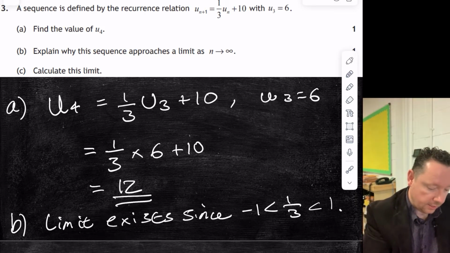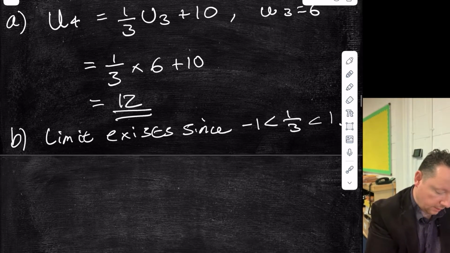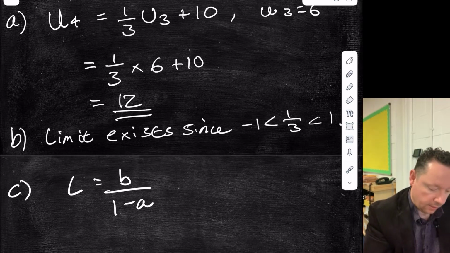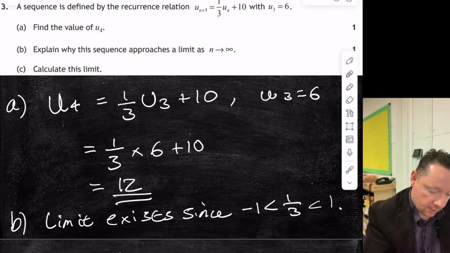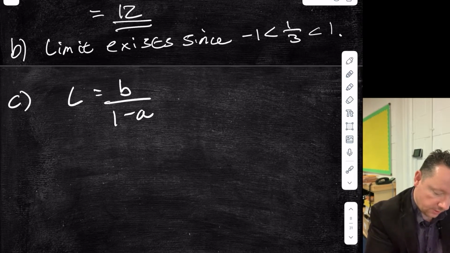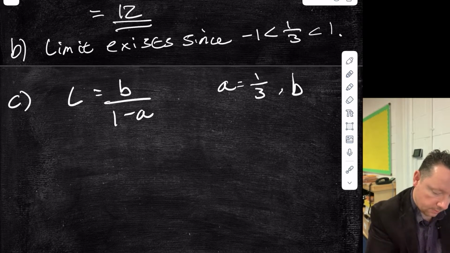And then part C, calculate the limit. So part C, L equals b over 1 minus a. So we need to find our a's and b's. So a is the number in front of u(n), which is a third, and b is the number on its own, which is 10. So we can just say at the side, a equals a third, b equals 10.